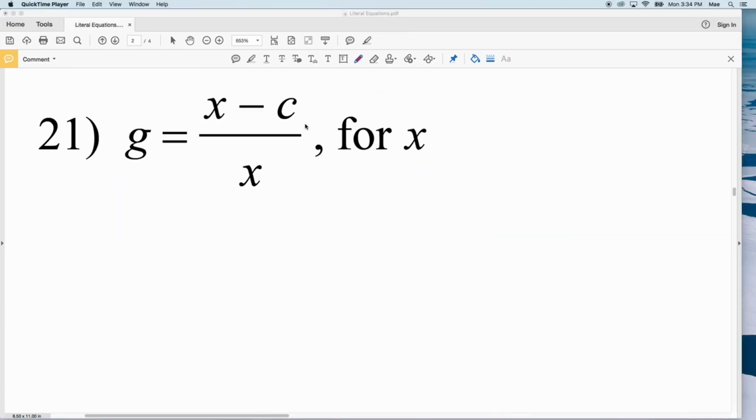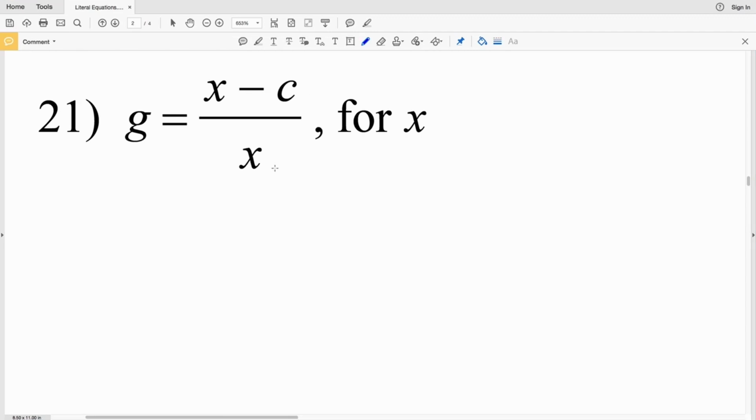In this video, we're finishing the literal equations worksheet. So this is the third video, so if you missed the first two, skip back a few videos and start with those. And since we're finishing out, we're doing numbers 21 through 30. We're solving for x. So number 21, we're going to start by multiplying both sides by x because we don't want x in the denominator.